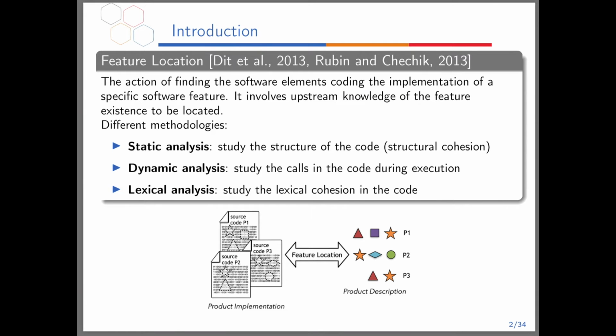Feature location is the process of finding the artifact inside the software that made for the implementation of a specific software feature. The feature location is done with the knowledge of what are the features inside the software, but not where they are implemented. We can distinguish three types of feature location: by static analysis, dynamic, or lexical analysis.